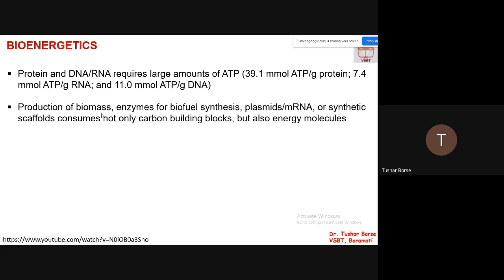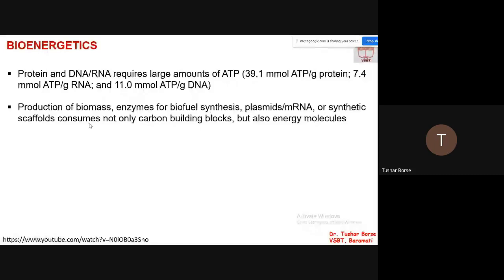So the production of the biomass, the enzymes, the plasmids, mRNA or the synthetic RNA, they not only consume the carbon building blocks, but they also consume energy molecules. Okay, like PEP, what we have seen. I told you something about energy-rich compounds. So that kind of compounds could be formed, which could be responsible for providing the energy.